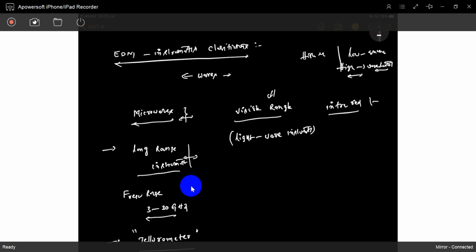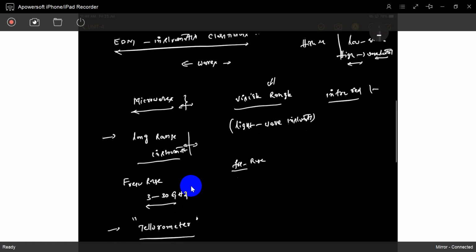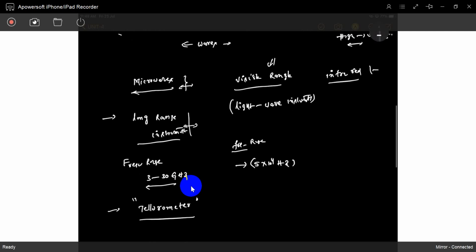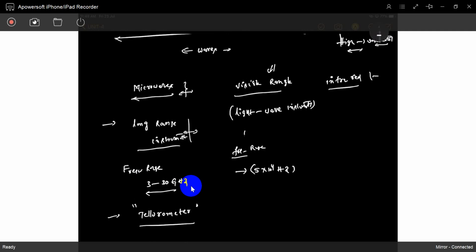The range is, if you see, frequency range, no need at all. But if you take the frequency, it is 5 to 10 power 4 hertz, not gigahertz, just hertz. No need at all, but okay, 5 to 10 power 4 hertz. These are the medium range.